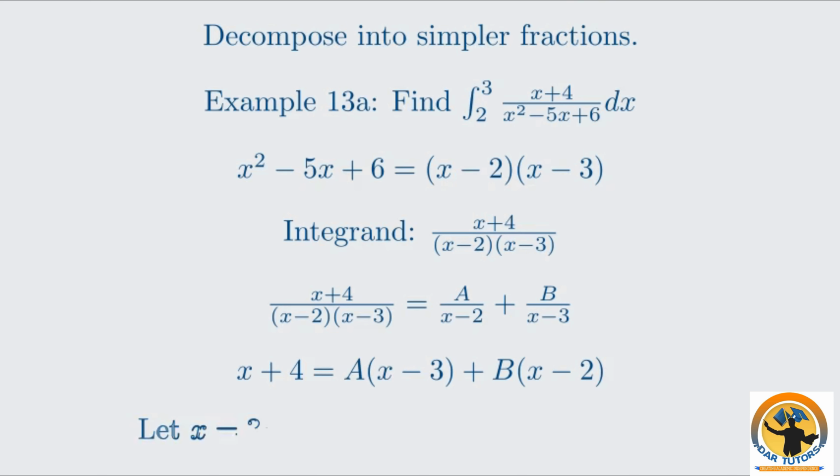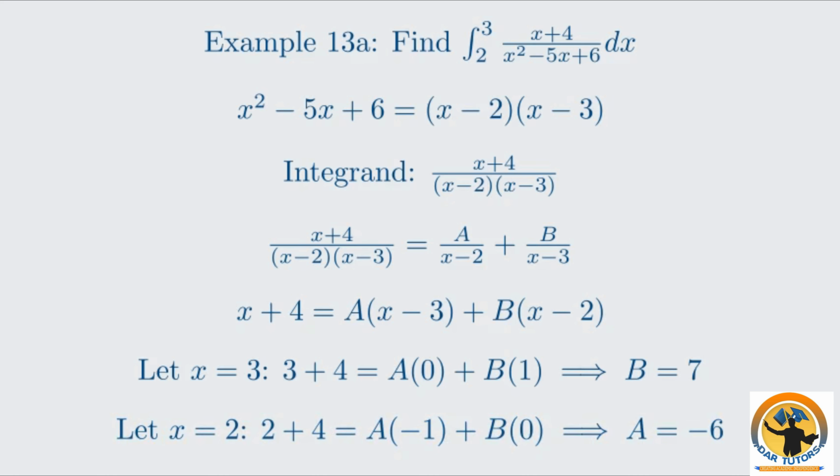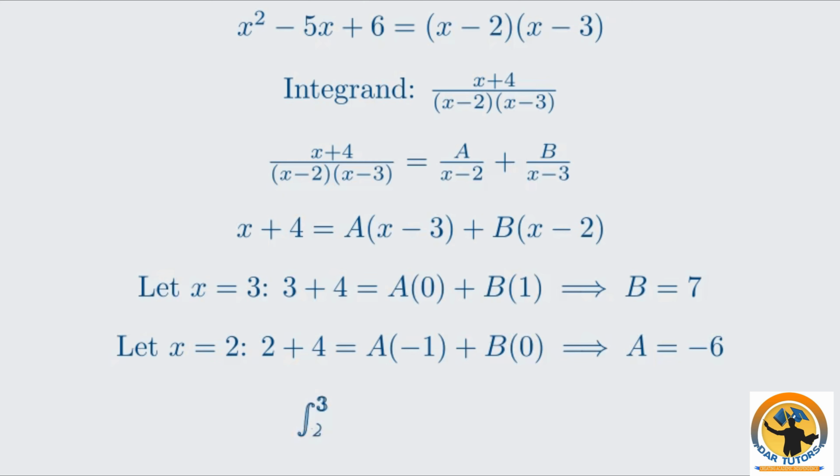If we let x equal 3, the a term vanishes, and we get 7 equals b. If we let x equal 2, the b term vanishes, and we get 6 equals negative a, so a is negative 6. So our integral becomes much simpler. The integral is from 2 to 3 of negative 6 over x minus 2 plus 7 over x minus 3.